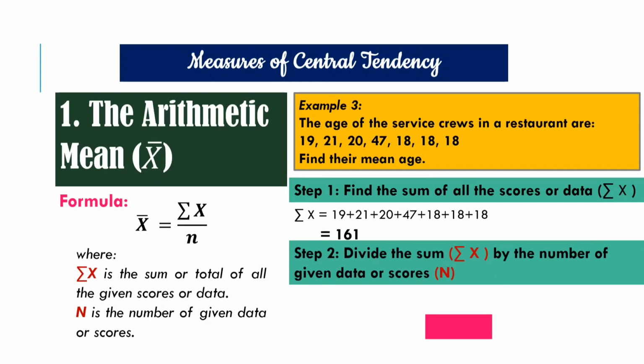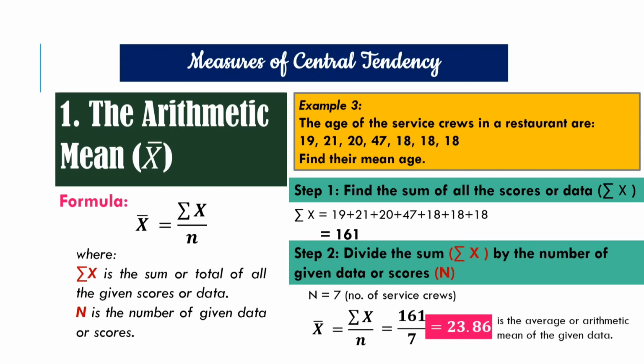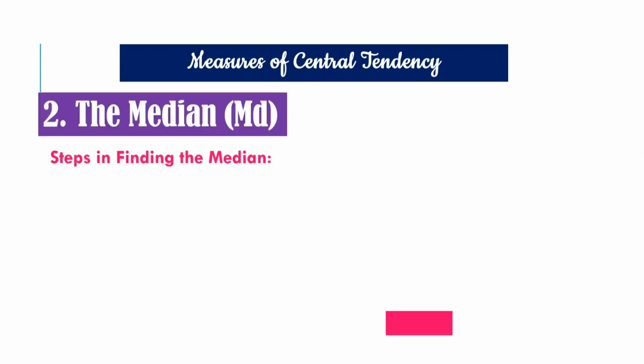Step 2, we divide it by n. In the given, there are 7 service crews, so our n is 7. And substituting the results of step 1 and step 2 to our formula, we have 161 divided by 7. And the result is 23.86. So it means that the average age of the service crews is 23.86.